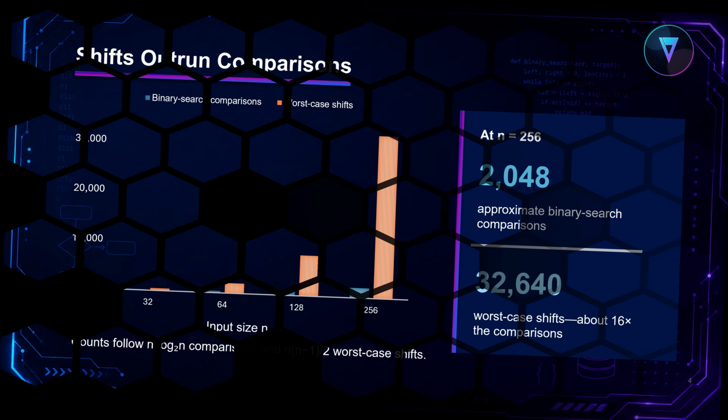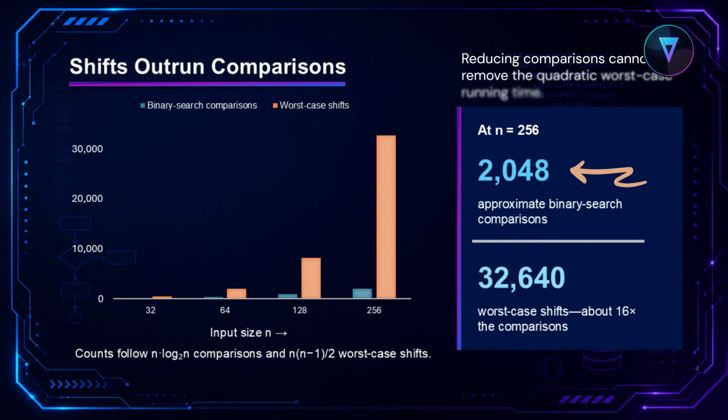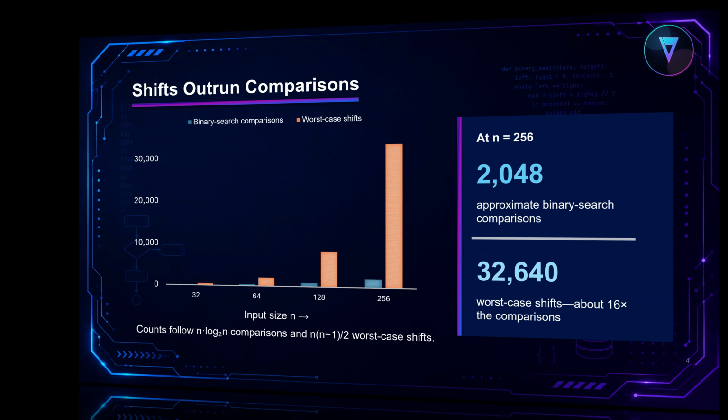Can shifting really outweigh binary search by that much? Yes. When n equals 256, the comparison estimate is approximately 2,048. However, a reverse sorted list requires 32,640 shifts. That is roughly 16 times more element movement. Exactly. This is why reducing comparisons cannot remove the quadratic worst-case running time.